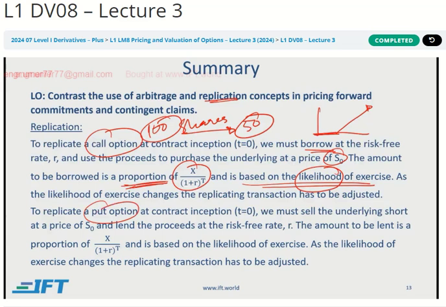For a put option also, we don't short sell all the shares. We will short sell only a portion of the shares, and how much also depends again on the likelihood of the exercise. And this is an ongoing dynamic process, and the amount has to be adjusted dynamically. Again, you will learn more about this, and I hope to teach you more about this in level 2.